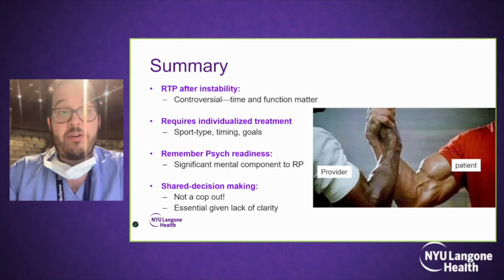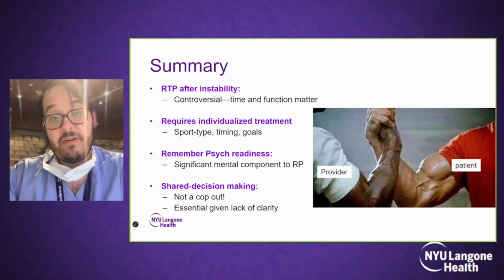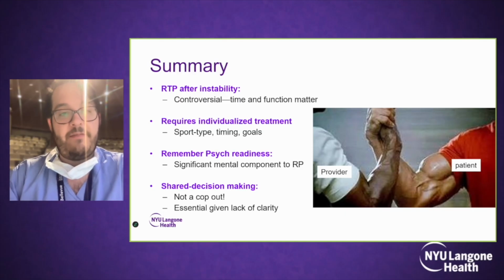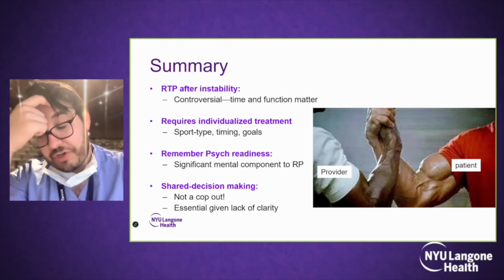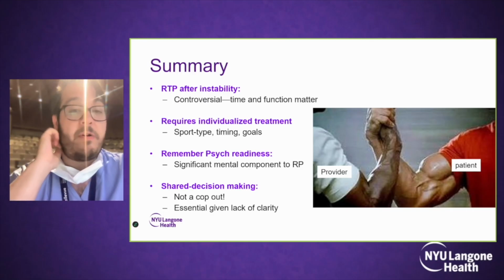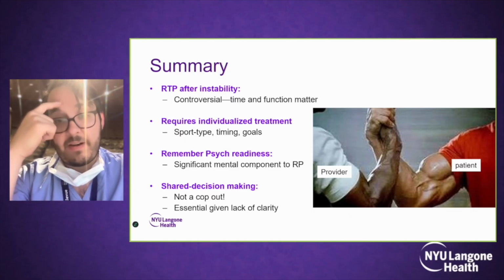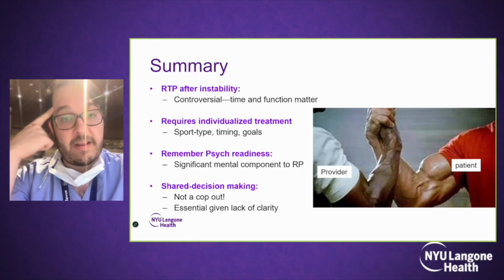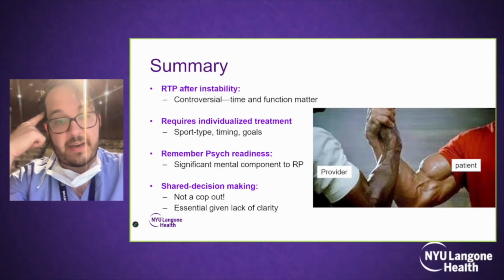So in summary, return to play after instability is controversial. There are both time and functional components. This really requires individualized treatment, probably, I think, potentially more than my ACL patients, because sport type is so different: an overhead thrower versus a contact athlete versus a tennis player is going to be very different. Timing's different, goals are different. You really have to get into the nitty gritty with them, and it's a lot more nuanced than just 6 months, you're good to go. Remember psych readiness. This is really traumatic for them. It's going to take a lot for them to get back to playing both functionally and mentally.